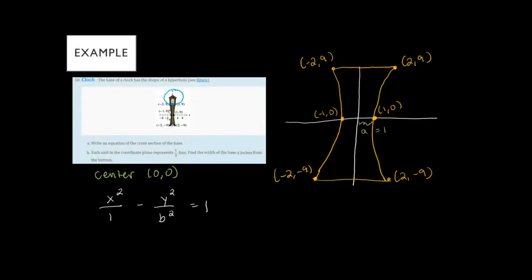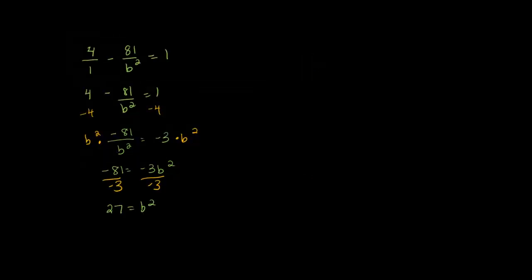So part A of the question says write an equation of the cross section of the base. So this is going to be our equation. It's going to be basically the hyperbola. That's going to be x squared over 1, so we don't even need to write that over 1, minus y squared over 27, because b squared is 27, equals 1. So that is part A, is to write that equation.